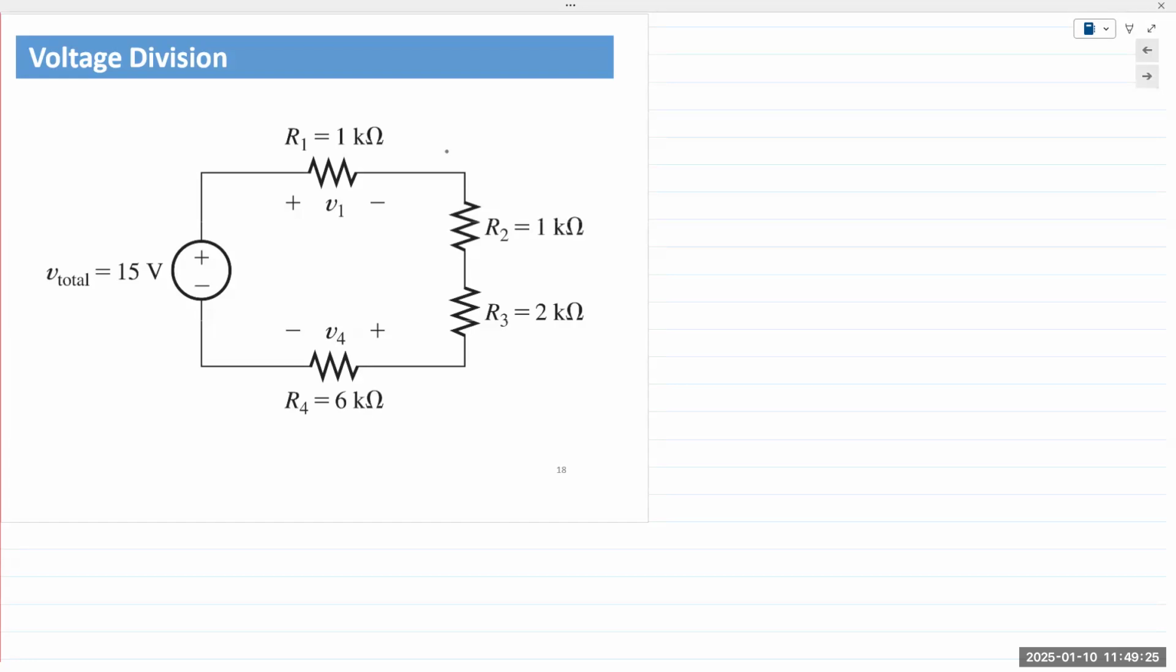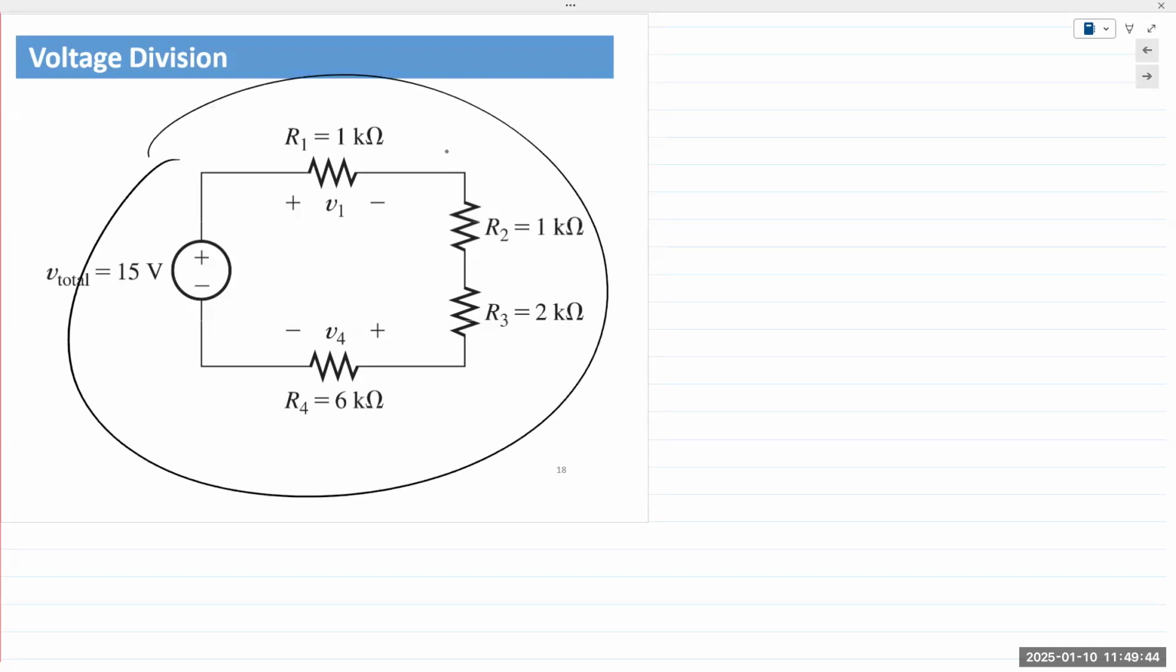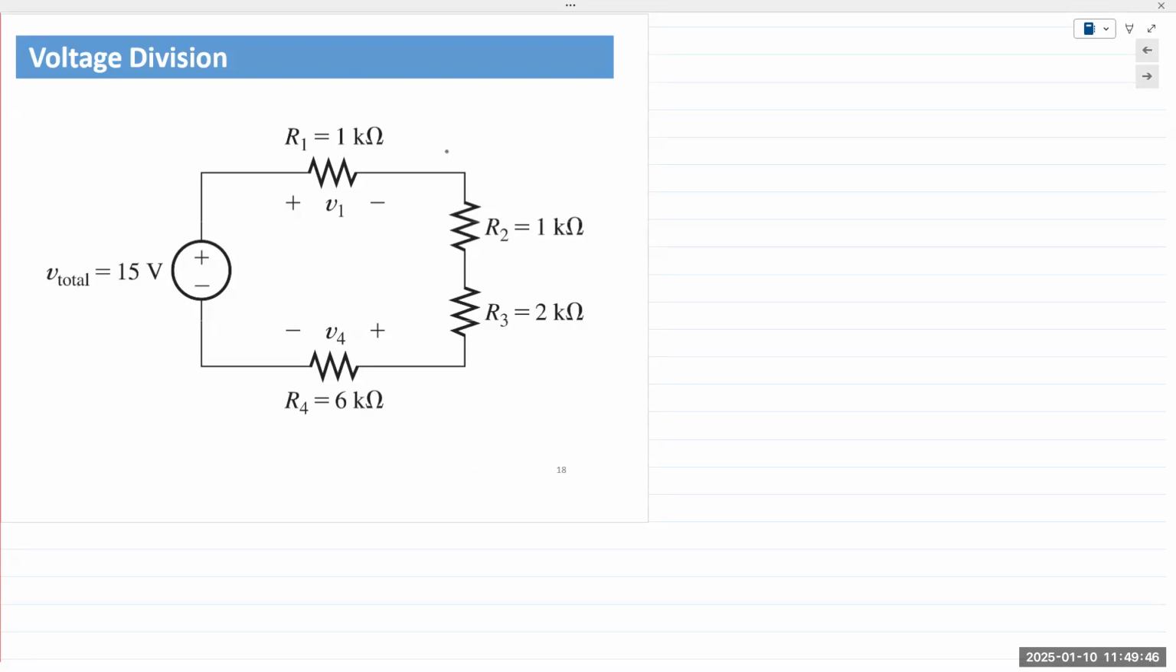If you apply a voltage to a series connection of resistors, the voltage gets divided in proportion to the value of the resistors. It's derived again from Ohm's law. Voltage division principle is simply a shortcut. It allows you to skip like a couple of steps. That's all.